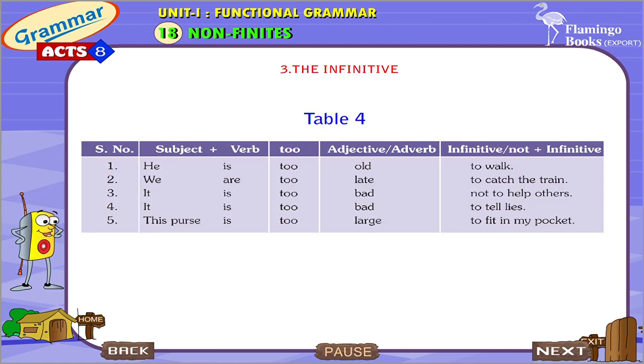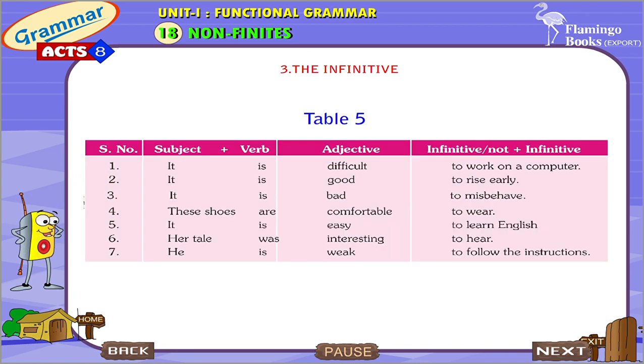Table 4: Subject plus verb, too, adjective or adverb, infinitive or not plus infinitive. He is too old to walk. We are too late to catch the train. It is too bad not to help others. It is too bad to tell lies. This purse is too large to fit in my pocket.